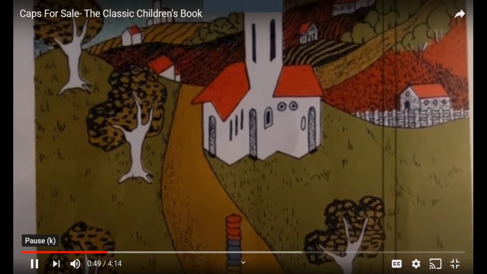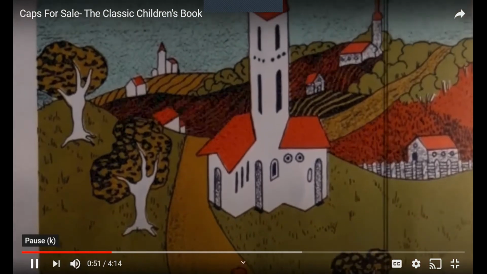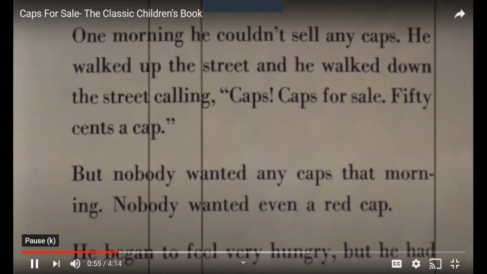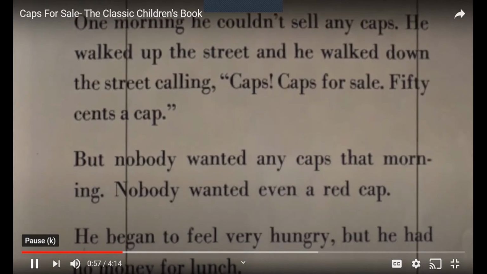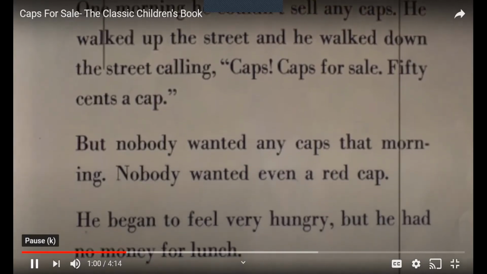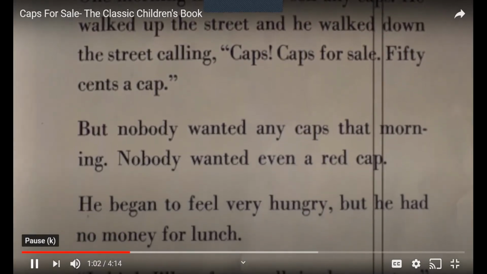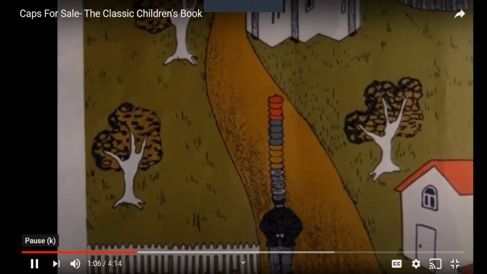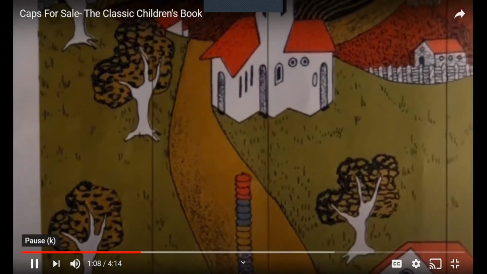One morning, he couldn't sell any caps. He walked up the street, and he walked down the street, calling, "Caps, caps for sale, 50 cents a cap." But nobody wanted any caps that morning. Nobody wanted even a red cap. He began to feel very hungry, but he had no money for lunch.